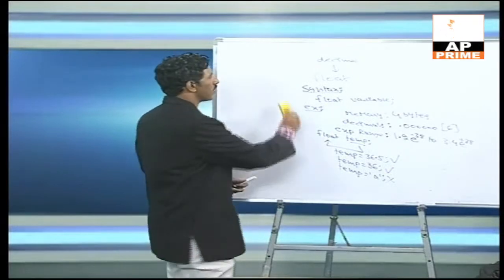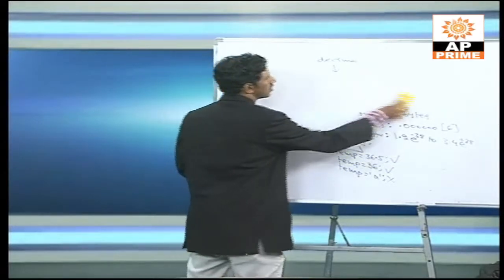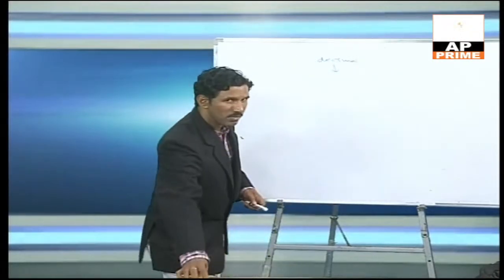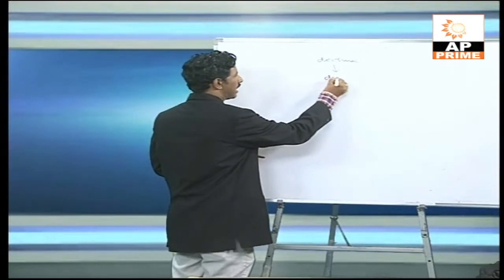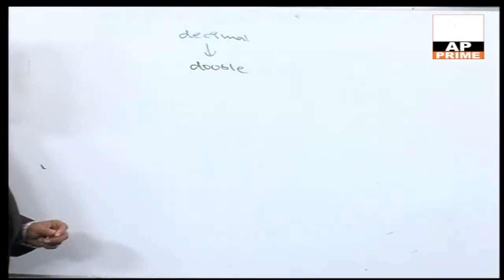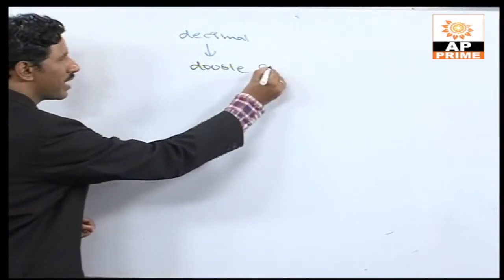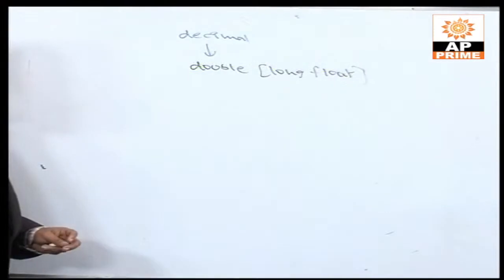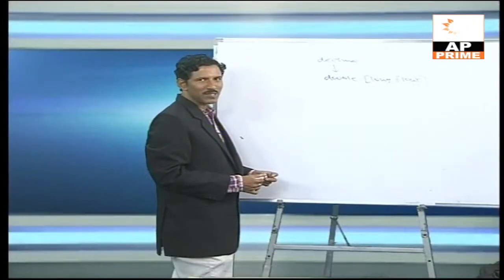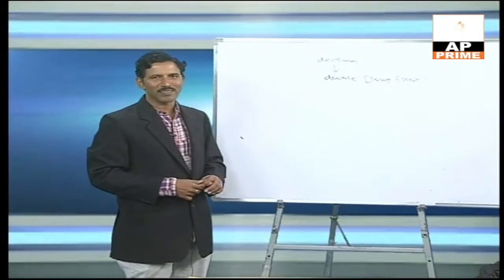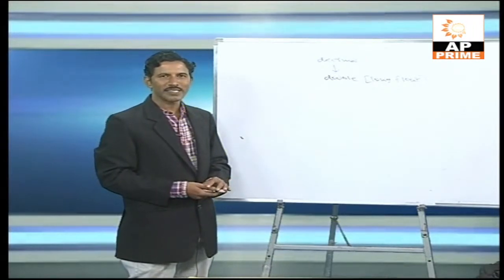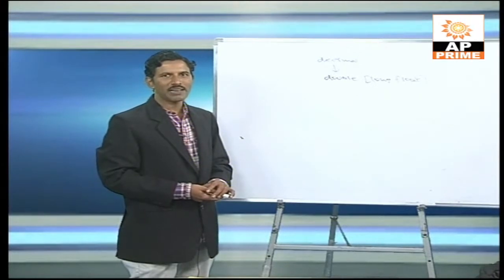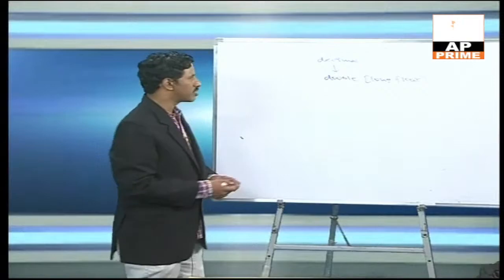Under decimal, under float, there is only one more type. That is called double. What is meant by double? Double is called long float. Int is there, long integer is also there. Integer means 2 bytes, long integer 4 bytes. Float is 4 bytes, long float 8 bytes. 8 bytes, it is a long float.